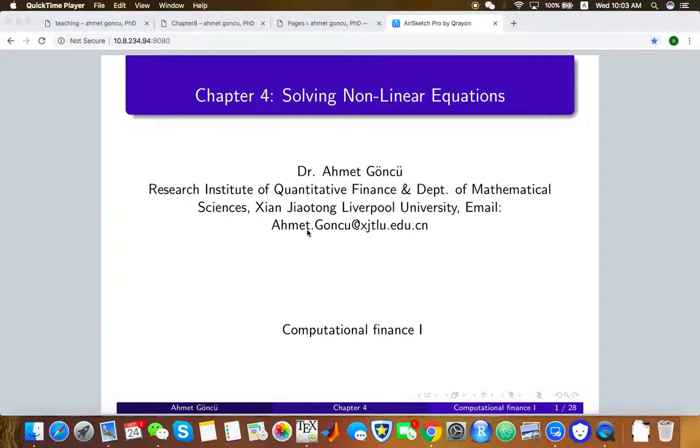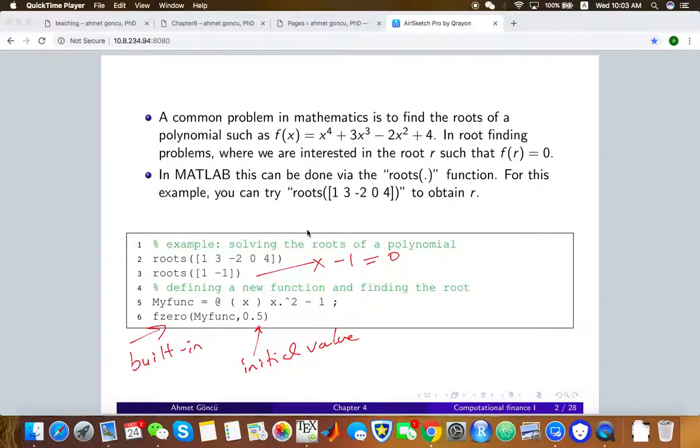Welcome to Chapter 4. In this chapter, we will talk about solving nonlinear equations. And these are also related in many financial problems. We will see applications of these techniques that we discuss in this chapter. So let's start with a common problem in mathematics, which is the so-called root finding problem.